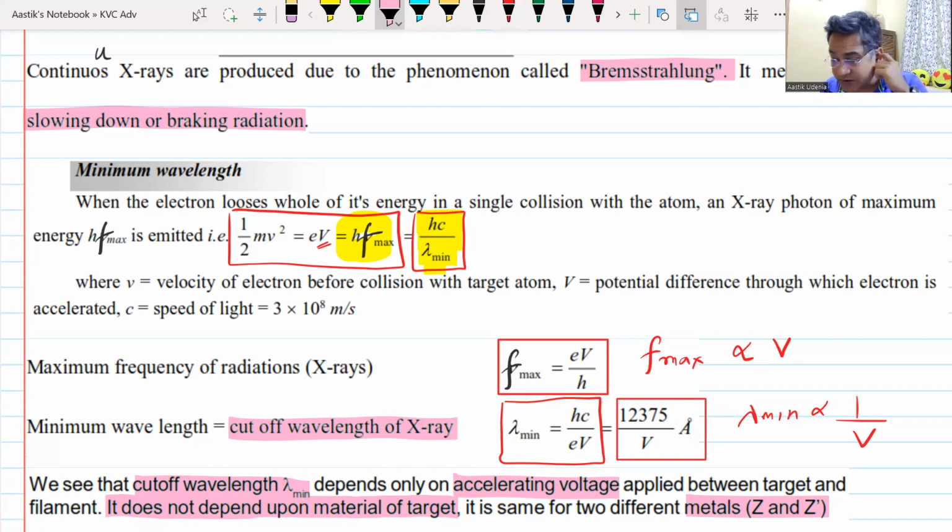You will only get theoretical questions from this chapter. You must remember that this maximum frequency or this lambda minimum depends on voltage. Frequency is directly proportional to the voltage. Lambda is inversely proportional to the voltage. It does not depend on the type of the target metal that is used. Do we understand this? Yes, sir. I'll give you 2 minutes to note this down.